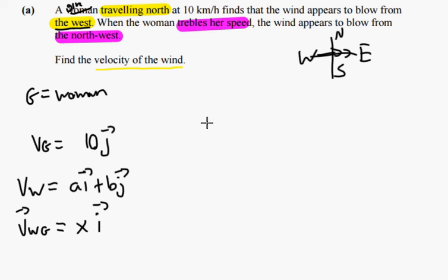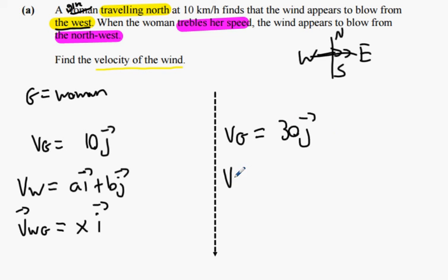So scenario B, cut it right down the middle. What's the velocity of the girl in the second scenario? Anybody? Second scenario? 30j. She trebled her speed going directly upwards. What's the velocity of the wind? Say it's the same. It's the same wind. Only the girl changes speed. The wind is constant throughout, so it's still ai plus bj.